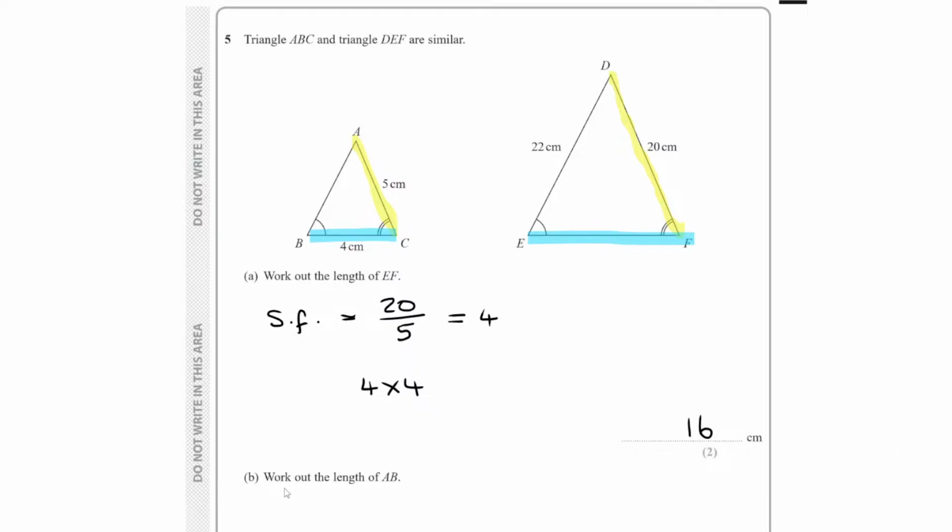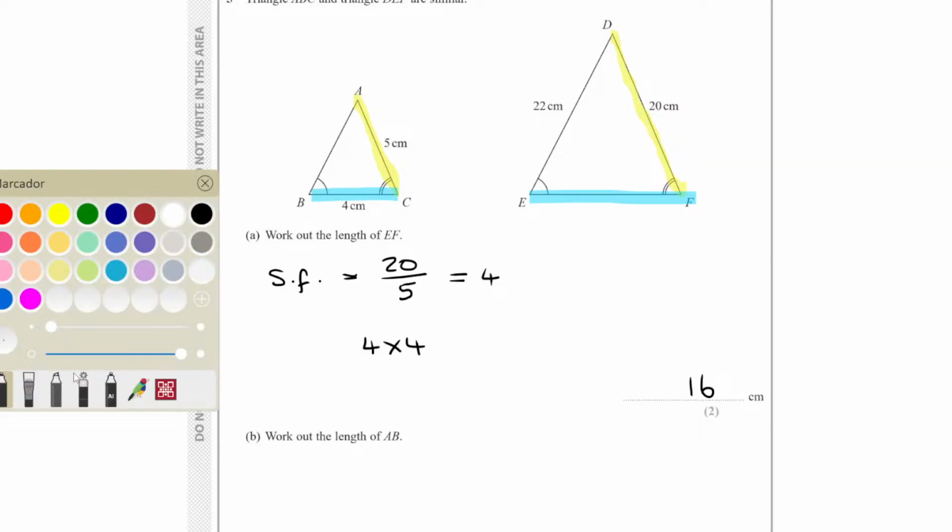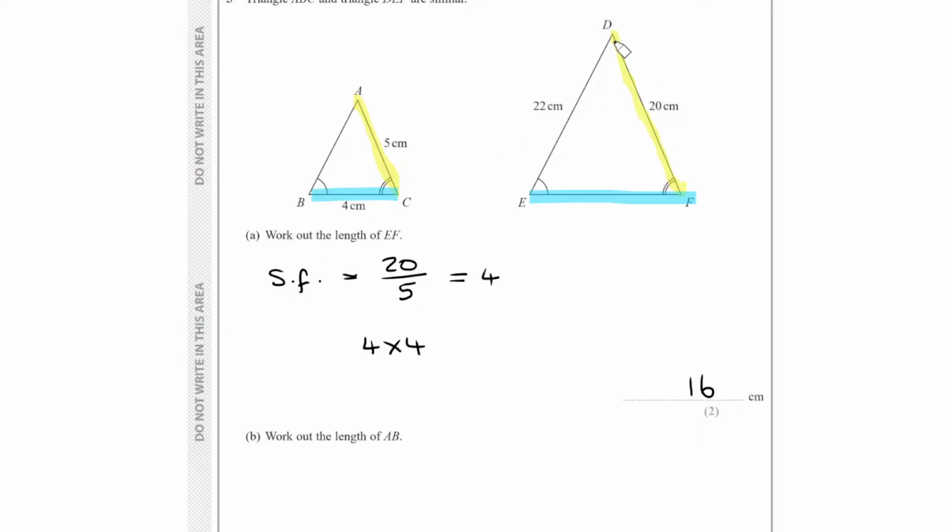Then we've got part B, which is work out the length of AB. Let me just scroll this down a little bit. AB. So then that's just the other side. Do you see how now, though, I'm going the other way around? As in, I'm going from big back down to the small one. So I've got my 22, which is the matching side for AB. So because of the way that I did my scale factor, to go from big to small, I'm now going to have to divide by my scale factor. If you've done it the other way around, this one you might be timesing. Okay, so this is 5.5.